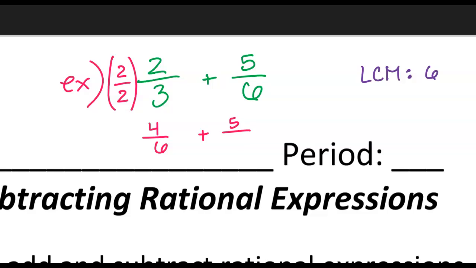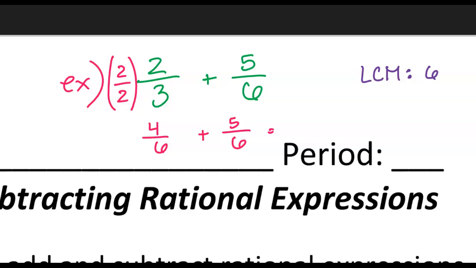So now that we have common denominators, yes, Liz? Least common multiple, the definition is, what is the smallest number that two numbers can multiply to be? So if I have 3 and 6, the least common multiple is 6. They can both multiply to be 6.